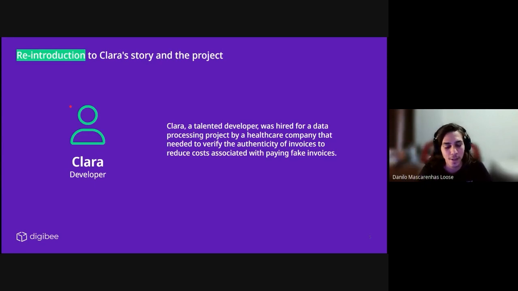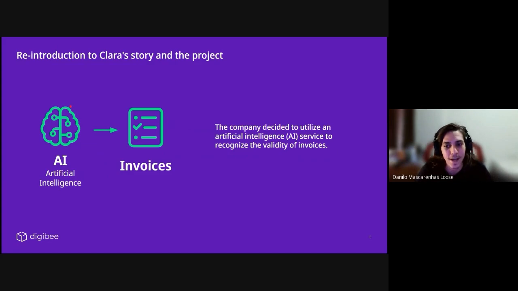So that healthcare company needs to pay invoices, and some of those invoices are fake, so the company is wasting money paying them. Because of that, the company decided to utilize its artificial intelligence servers to recognize the validity of invoices. So those AI servers are going to receive the invoice, analyze it, and return for us the field authenticity. And we want to use that authenticity field to calculate if that invoice is fake or not.